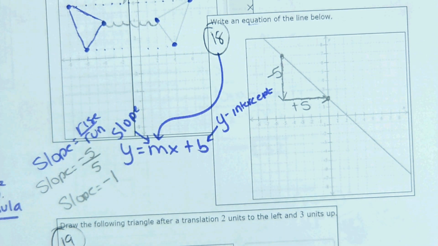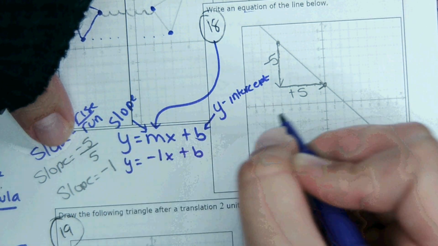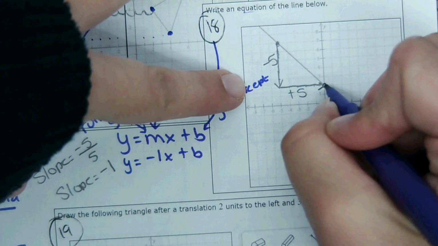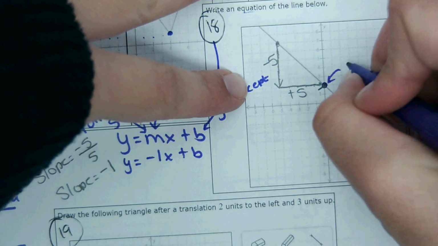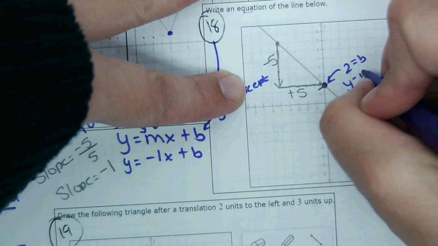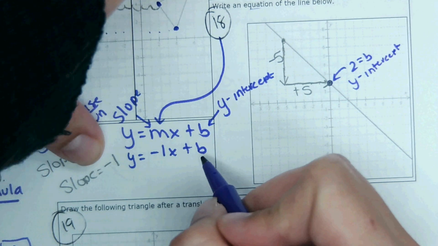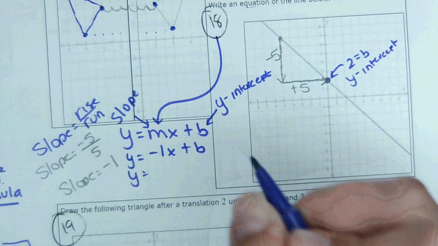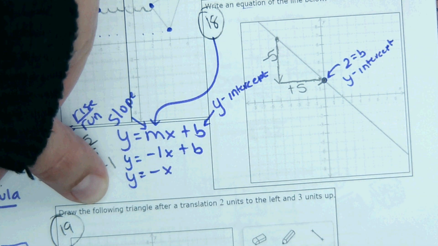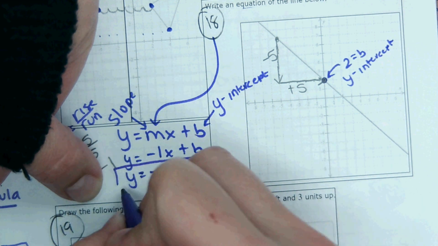Okay, now that I have that, y equals -1x plus b, I need to know what the y-intercept is. And looking at this line, where it crosses the y-axis is right here, and that is 2. So 2 equals b, that's our y-intercept. And so that will go in this equation. We don't write -1x, we just keep it -x, like 1 times x is just x, and then plus 2. And that is what you would type in the box.